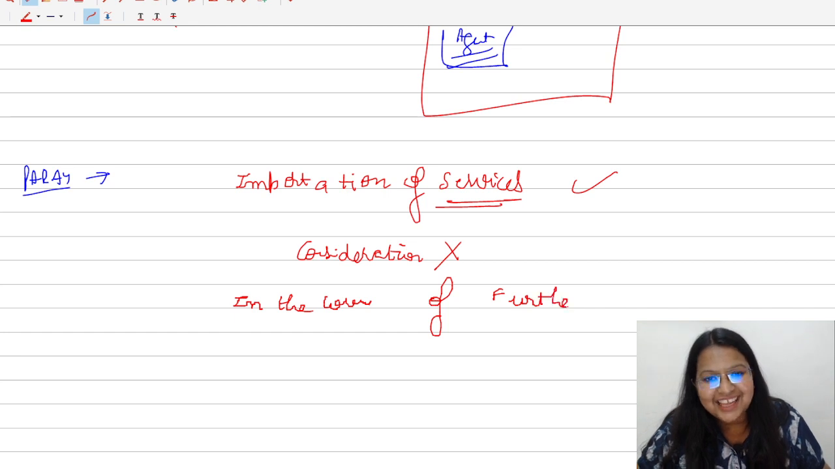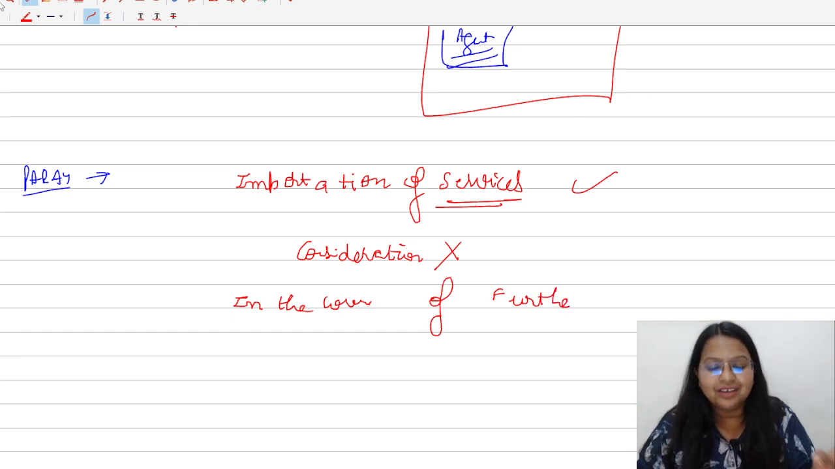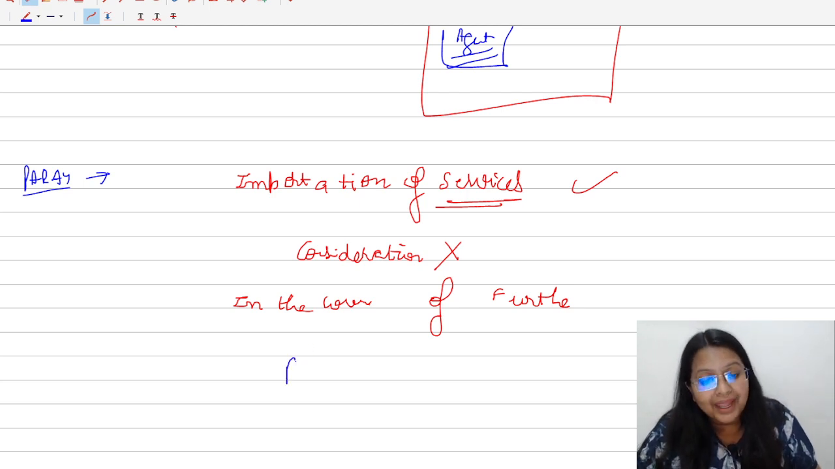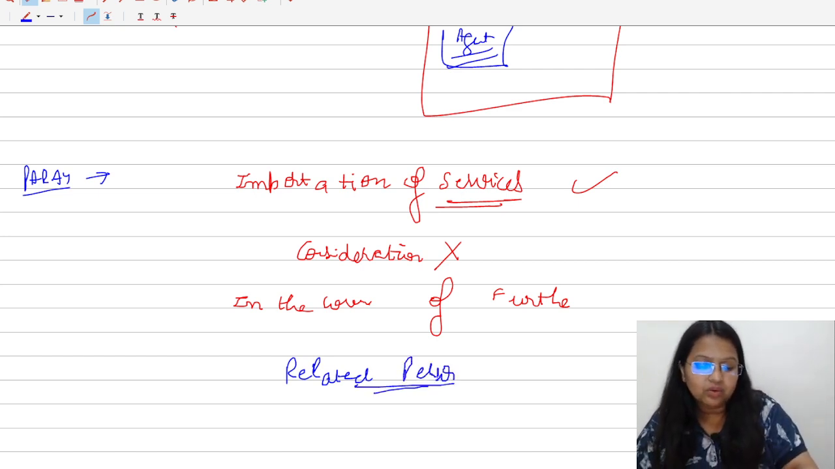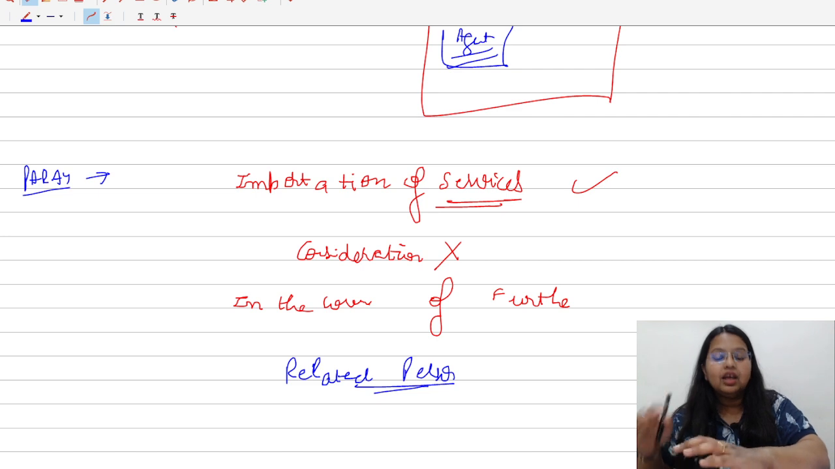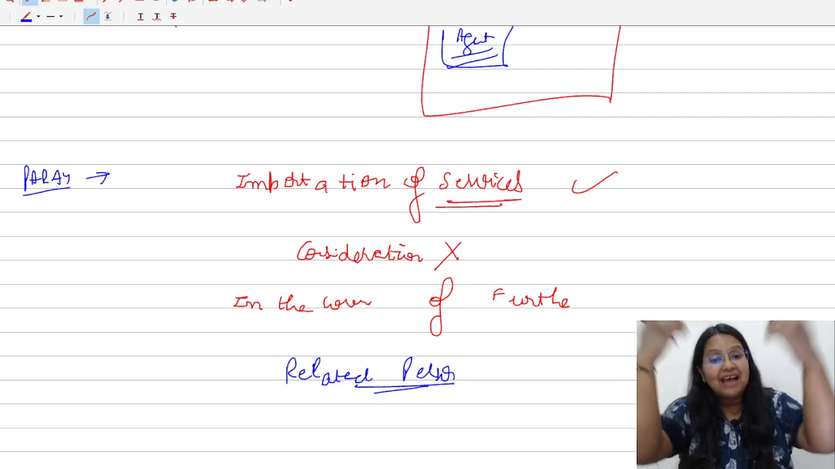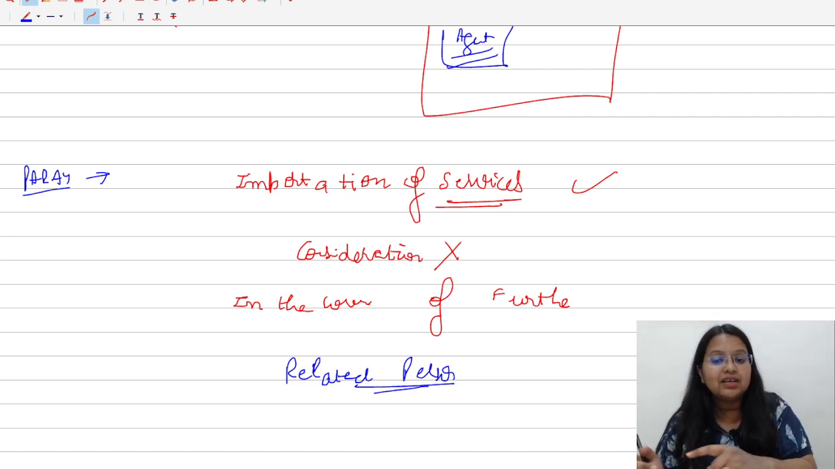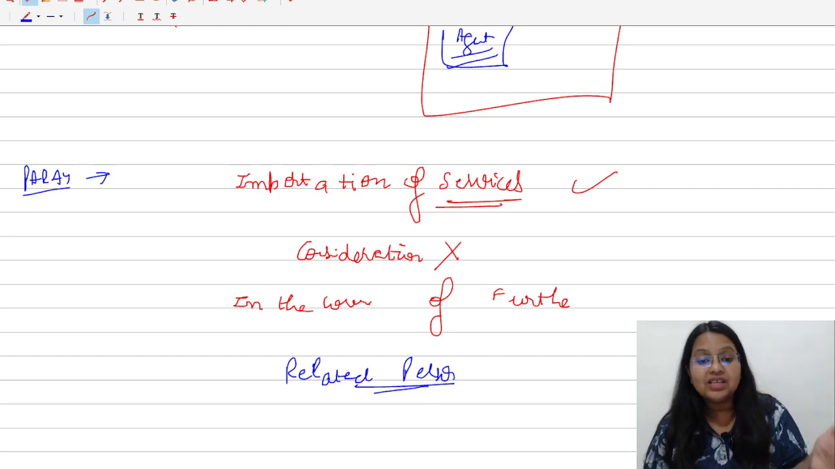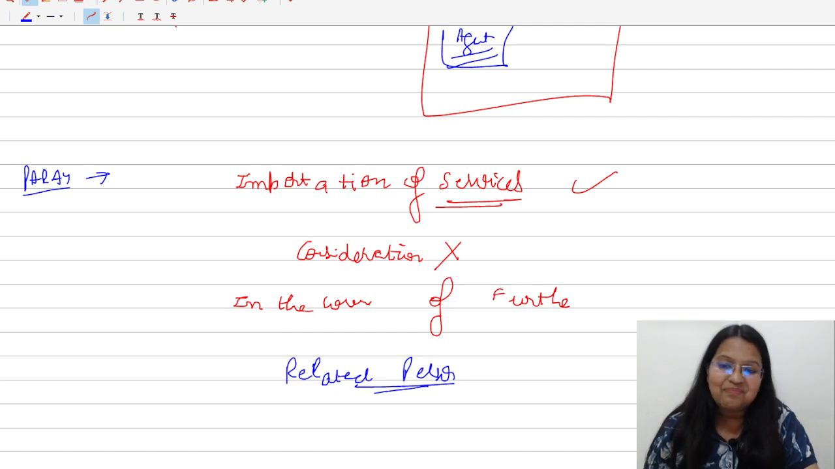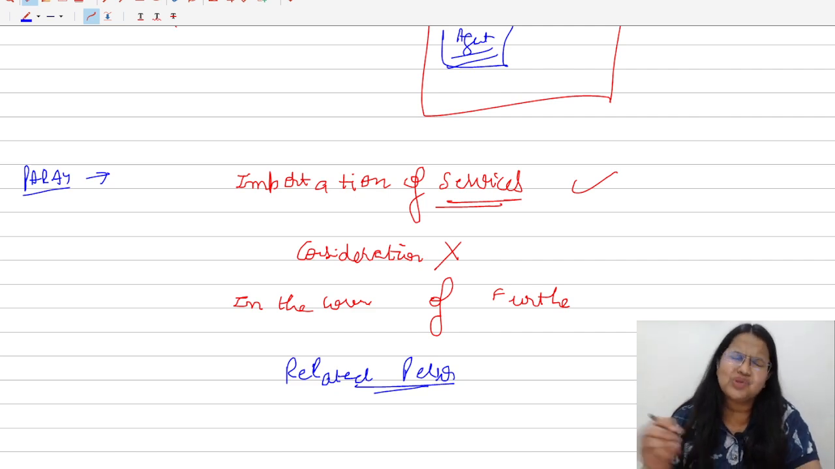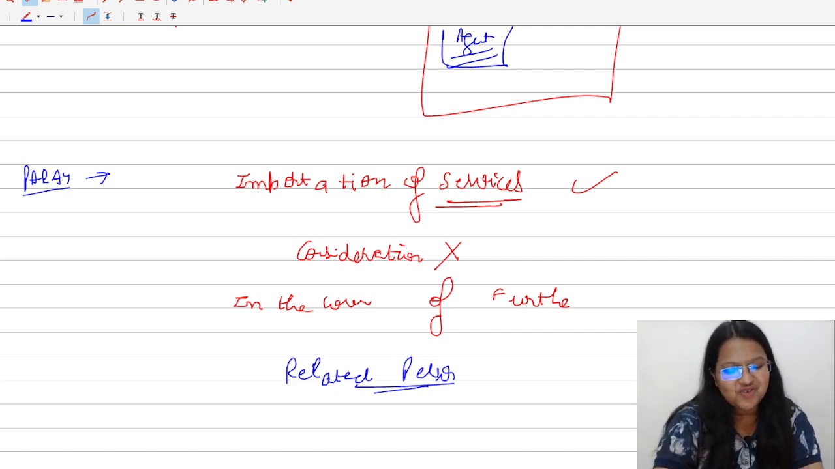And yes, here an important key factor is that the importation must have been done from a related person. If the exporter, meaning the person from whom we have imported the services, is a related person and we have not paid anything, but this is made in the course or furtherance of business, it will be considered as supply under GST, that is a deemed supply. So this is the complete schedule number 1 which we have covered.